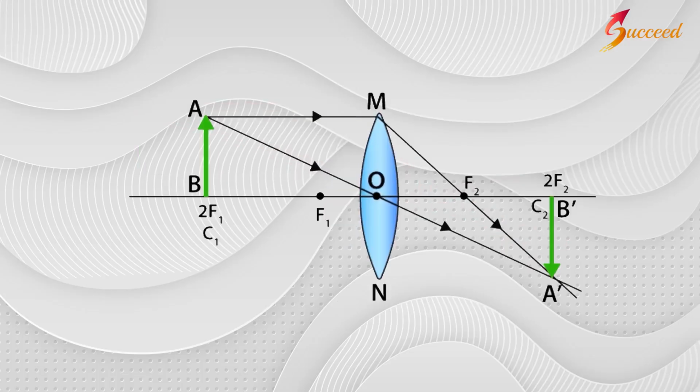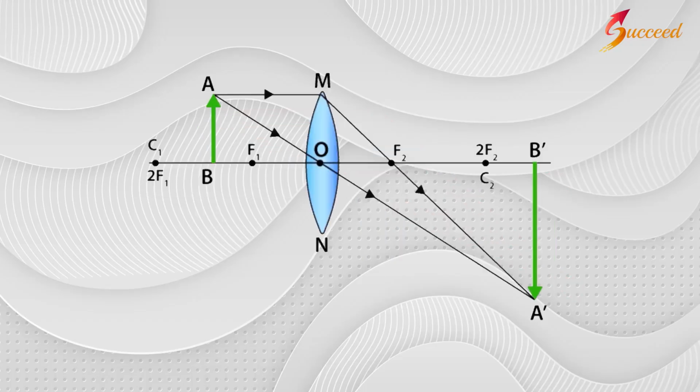Now let us place the object at 2F1. Now let us take two incident rays, one parallel to the principal axis and one passing through the optic center. After refraction, they meet at a point which is at 2F2. The image is the same size as that of the object, but real and inverted.